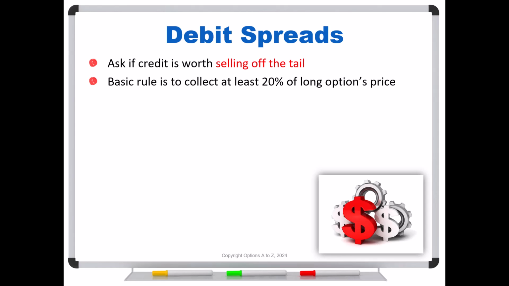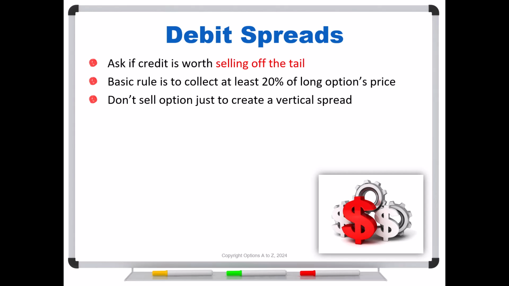So remember, the basic rule is to collect at least 20% of the long option's price. Are there variations and exceptions? There always are. But that would at least give you some type of a guideline. If you're selling it off for 5 or 10%, you have to really question why. So don't just sell an option just to create a vertical spread. I've heard some traders do that and they'll say, oh, but I want to use a vertical spread. I know that vertical spreads are safer because they have a lower downside risk. Well, possibly. But you don't want to use a vertical just for the sake of using a vertical. We want to use a vertical because it makes sense to sell off the tail.